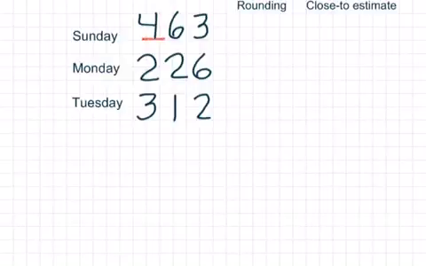So I'm talking about the hundreds. So the 6 is going to make my decision. Since it's 5 or above, I'm going to go up. So this becomes 500.